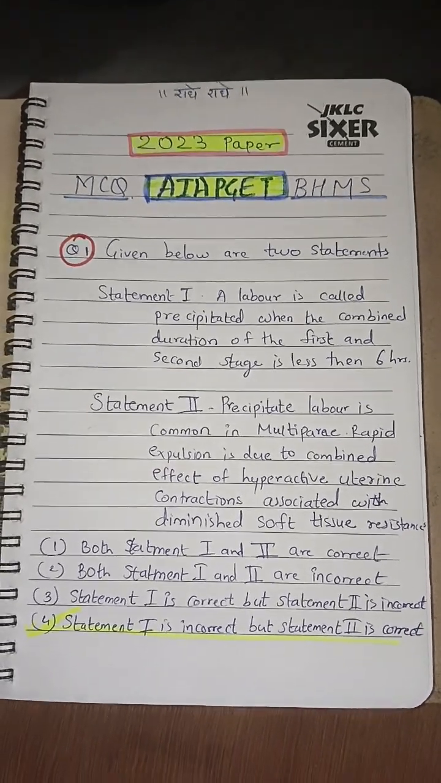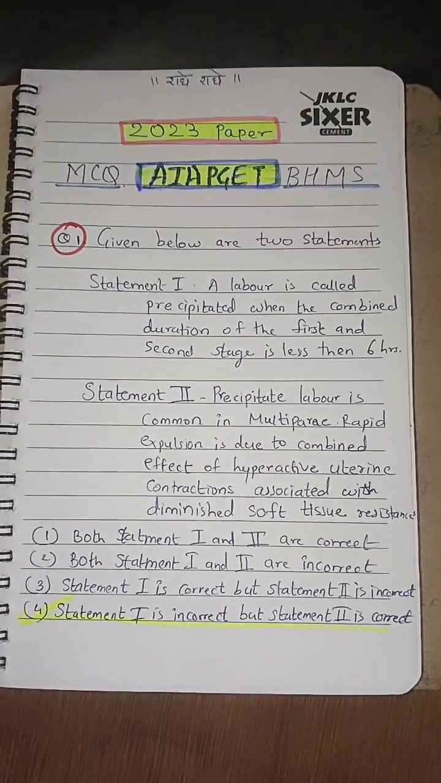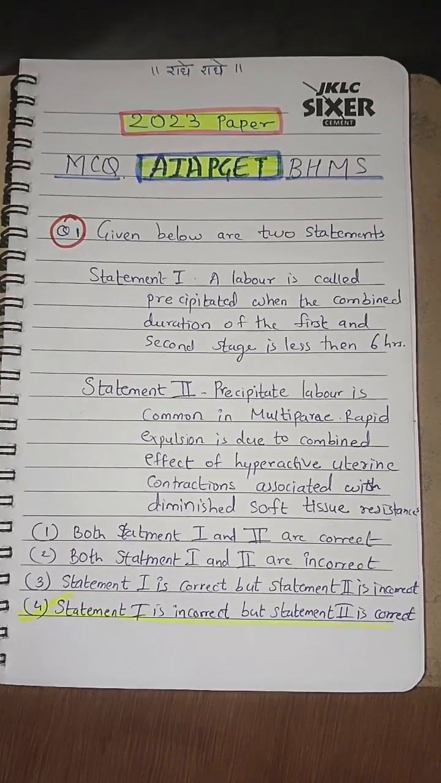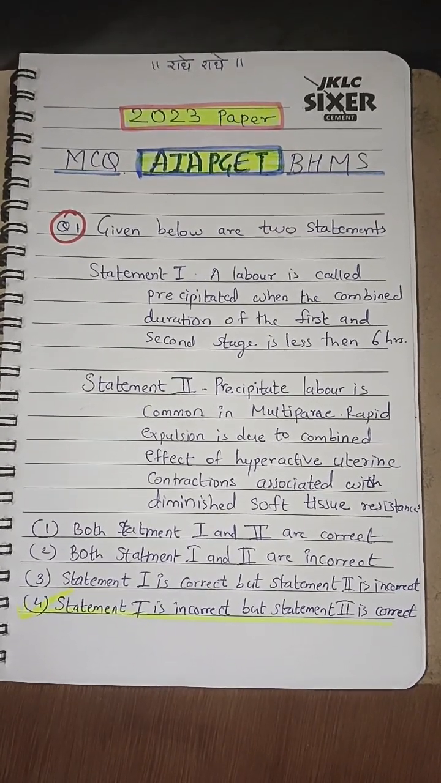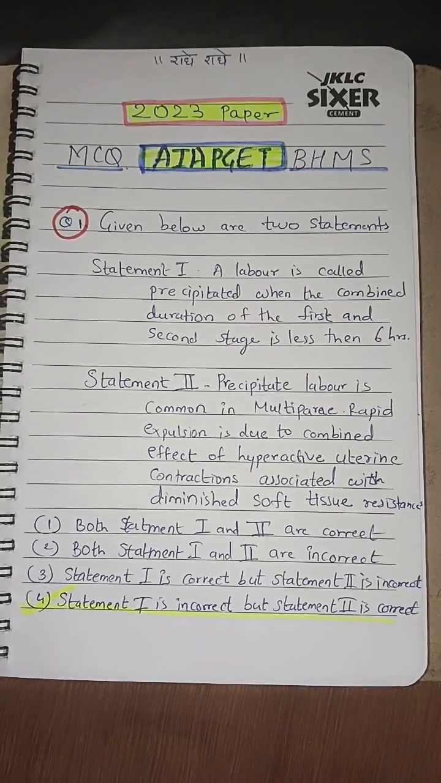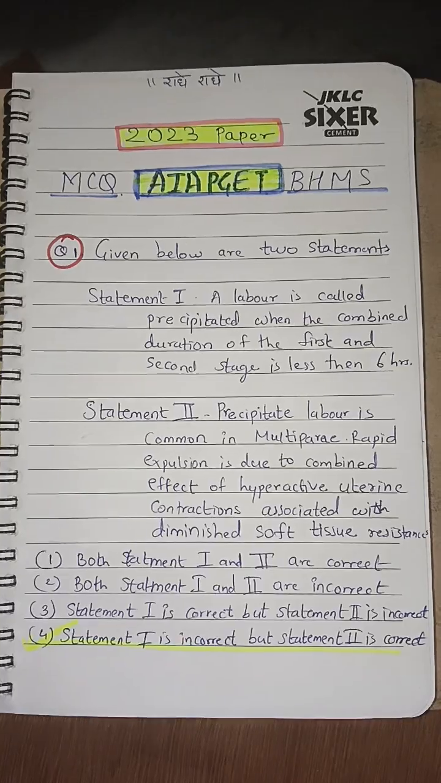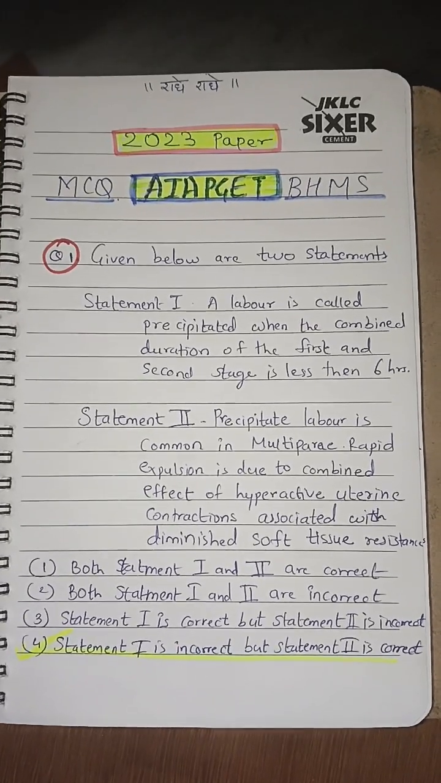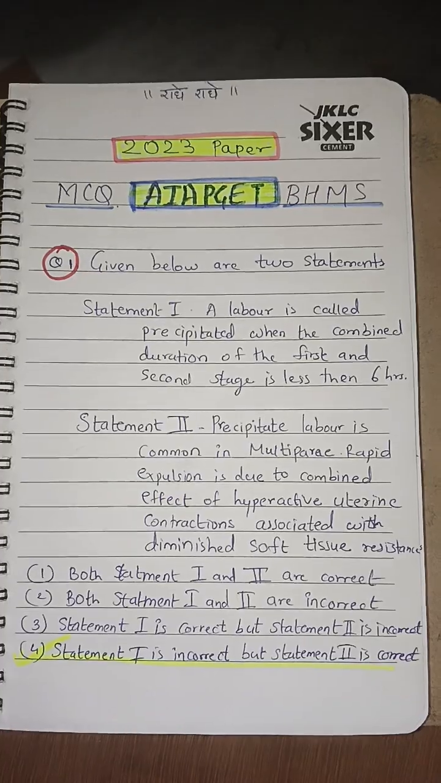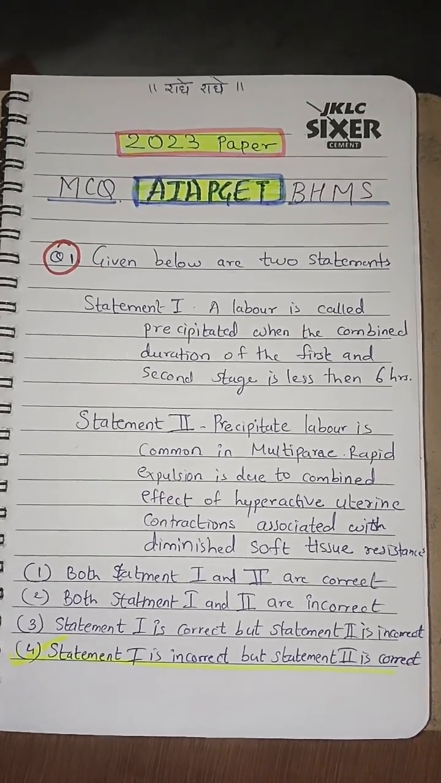The options for this question are: option 1, both statement 1 and 2 are correct. Option 2, both statement 1 and 2 are incorrect. Option 3, statement 1 is correct but statement 2 is incorrect. Option 4, statement 1 is incorrect but statement 2 is correct. The right answer for this question is option 4, statement 1 is incorrect but statement 2 is correct. Option 4 is the right answer.